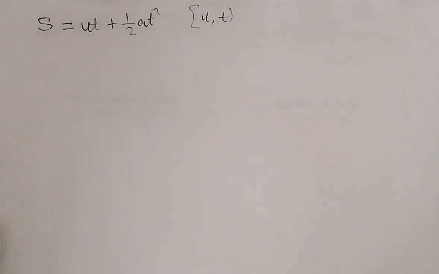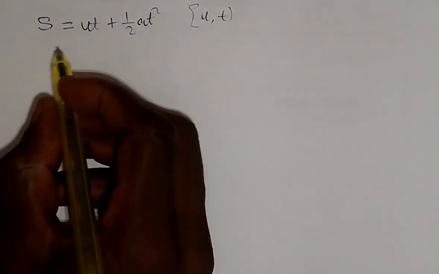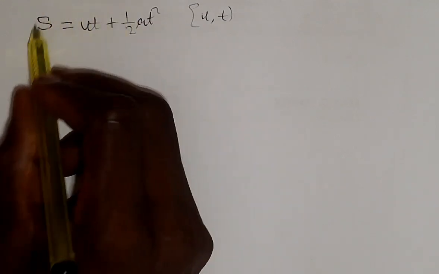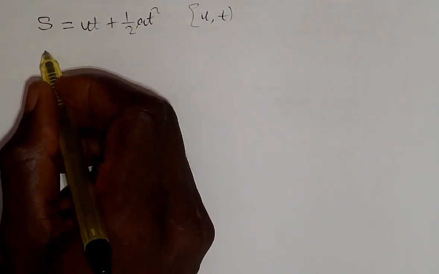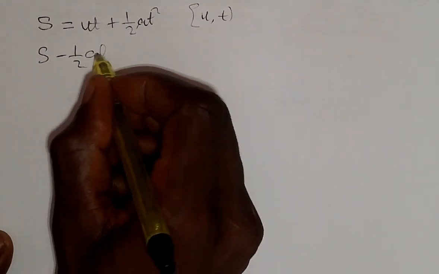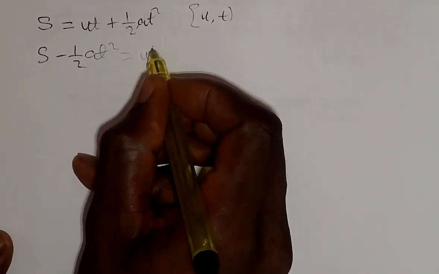We have s equals ut plus 1/2 at squared. This is the second equation of Newton, and we are to make u and t the subject of formula from here. So to make u the subject of formula, first of all, we'll take this to this place, so that we'll have s minus 1/2 at squared equals ut.